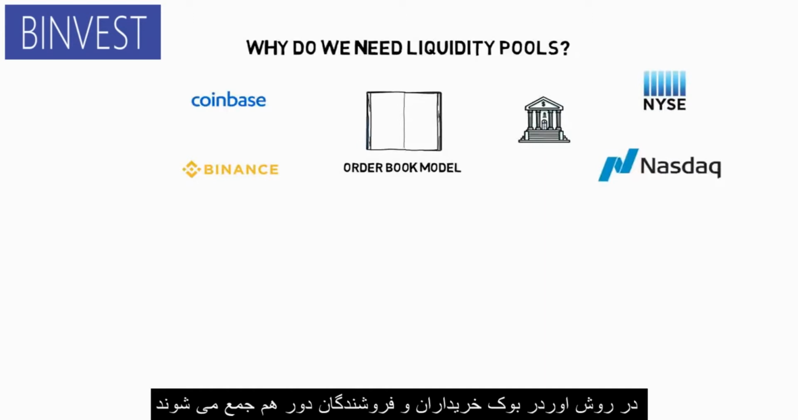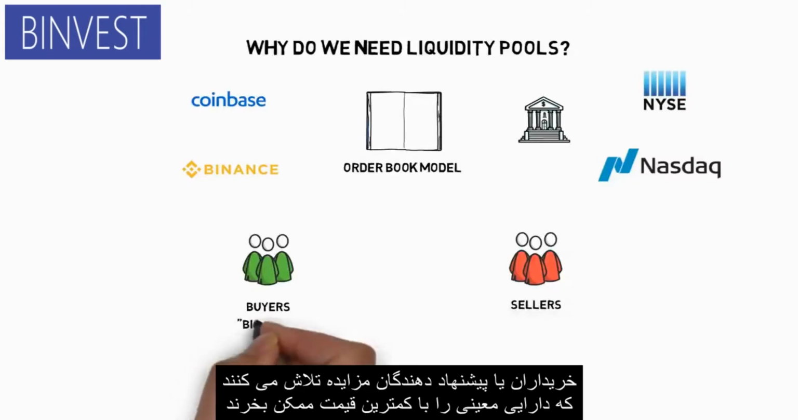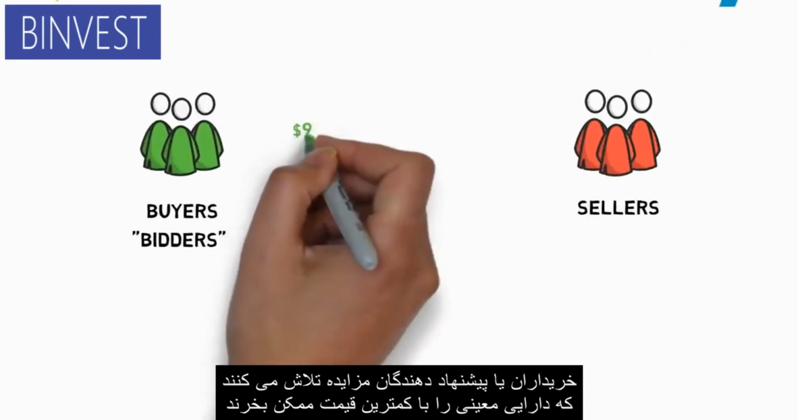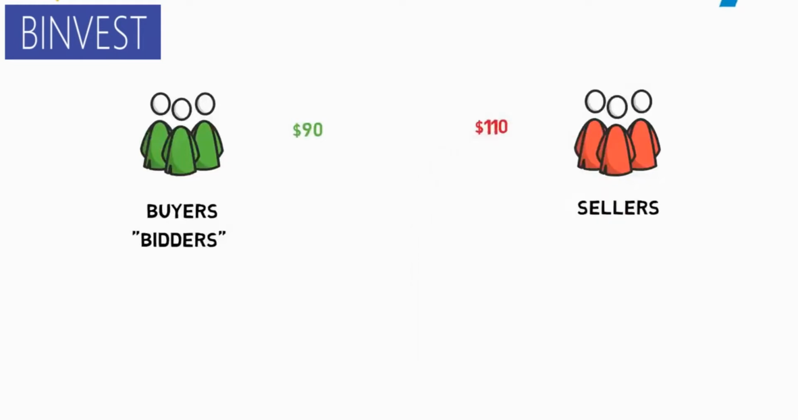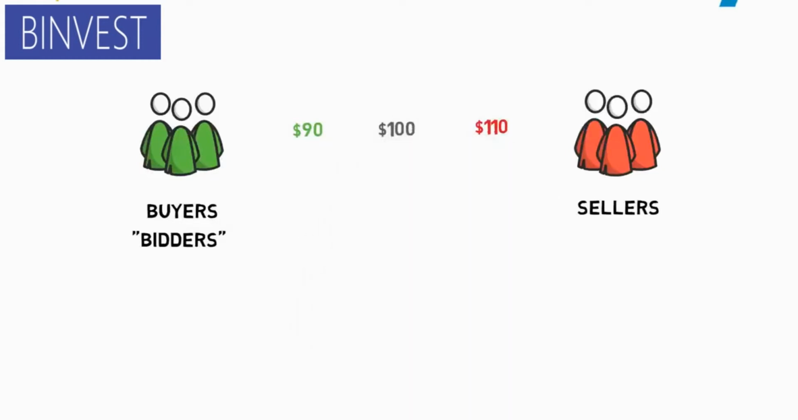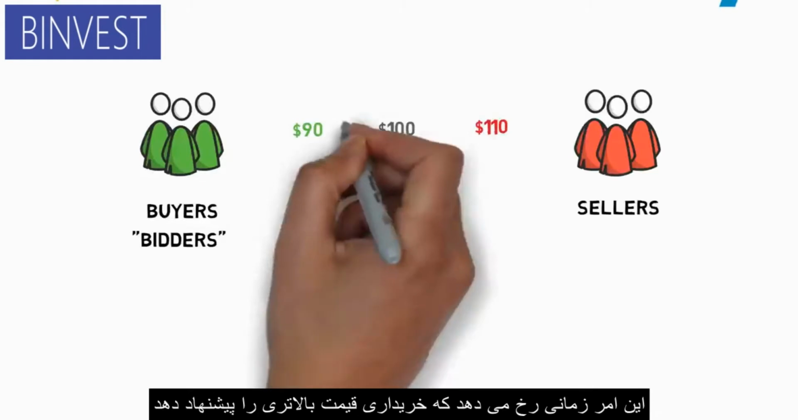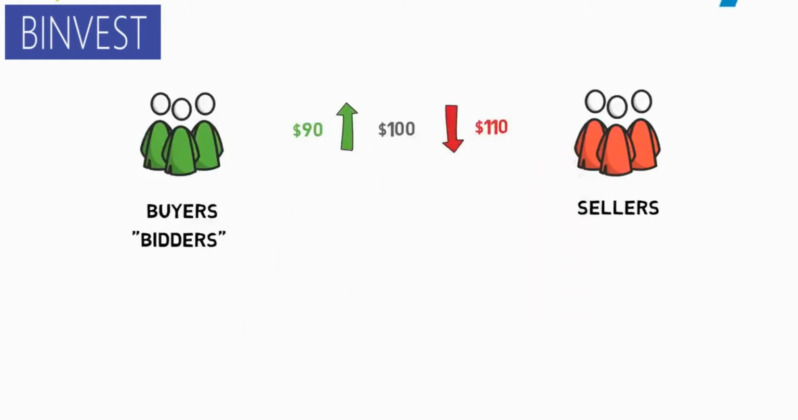In this order book model, buyers and sellers come together and place their orders. Buyers, aka bidders, try to buy a certain asset for the lowest price possible, whereas sellers try to sell the same asset for as high as possible. For trades to happen, both buyers and sellers have to converge on the price. This can happen by either a buyer bidding higher or a seller lowering their price.